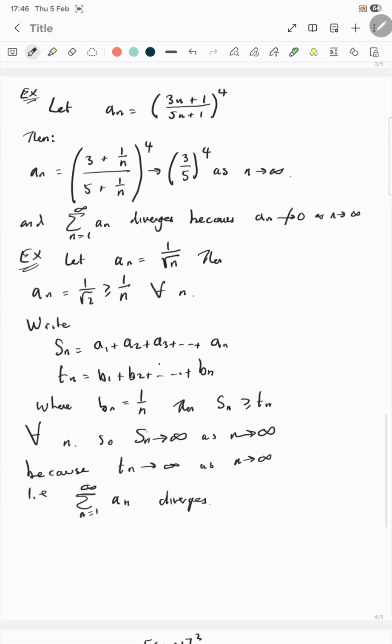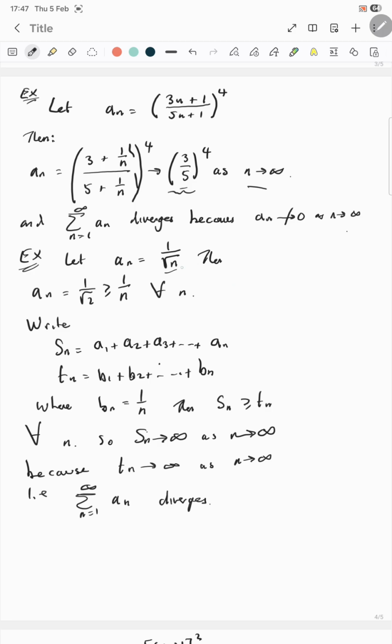Our example, let a of n equals 3 to the n plus 1 over 5 to the n plus 1 to the 4th power. Then dividing through again by n, we'll end up with this because we know these two diverge. So they basically blow up. The more numbers you put in, they just blow up. And as n goes to infinity, the extra terms will go to 0 effectively. So we'll end up with 3 over 5 to the 4th power as n goes to infinity. And our sum from n equals 1 to infinity of a n diverges because a of n does not go to 0 as n goes to infinity.